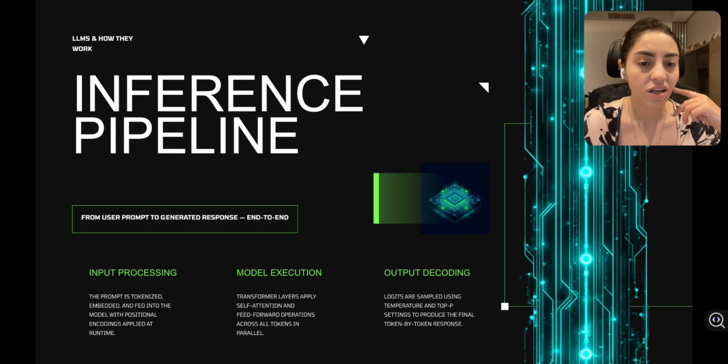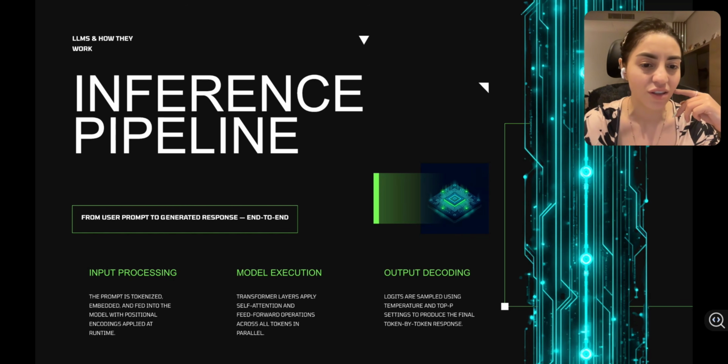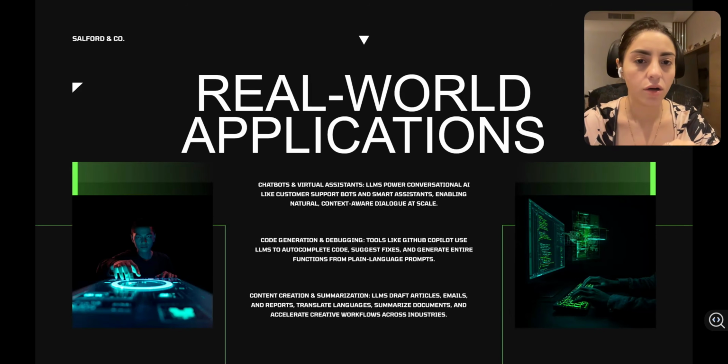Real production systems use optimizations such as caching, batching, quantization, and GPU acceleration to make this faster and cheaper. But conceptually, remember: the prompt goes in, the model calculates probabilities, one token comes out of it, and the process repeats. So, where do we actually use LLMs?